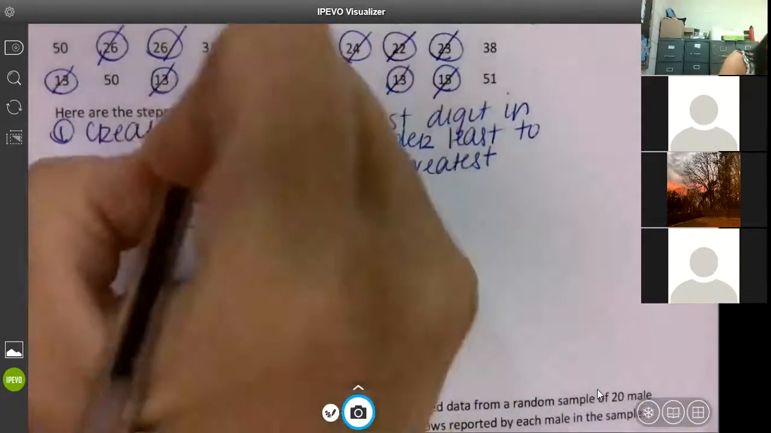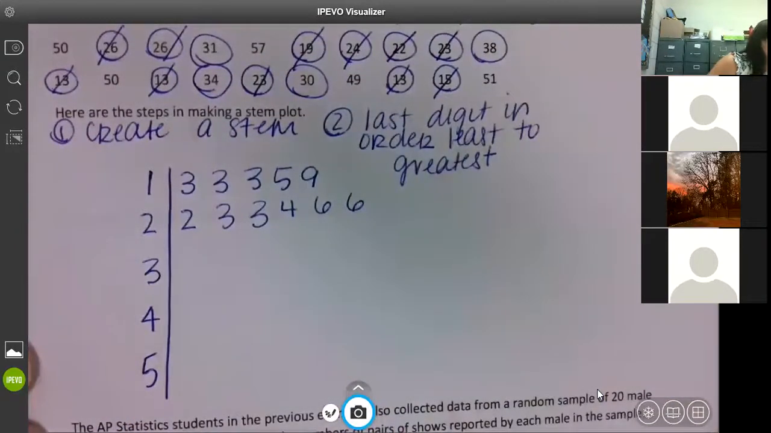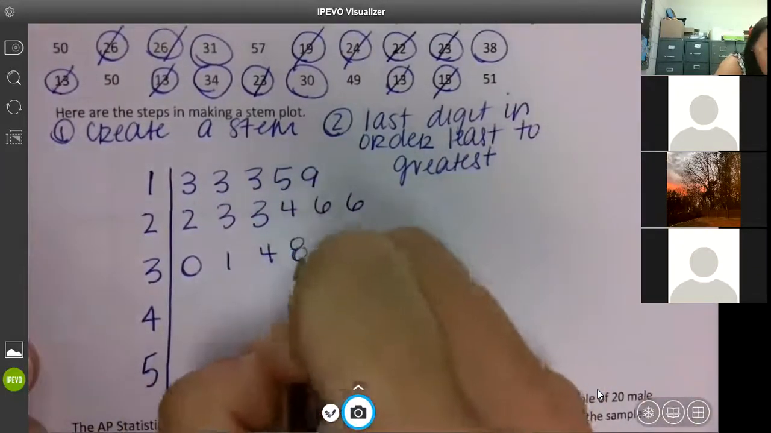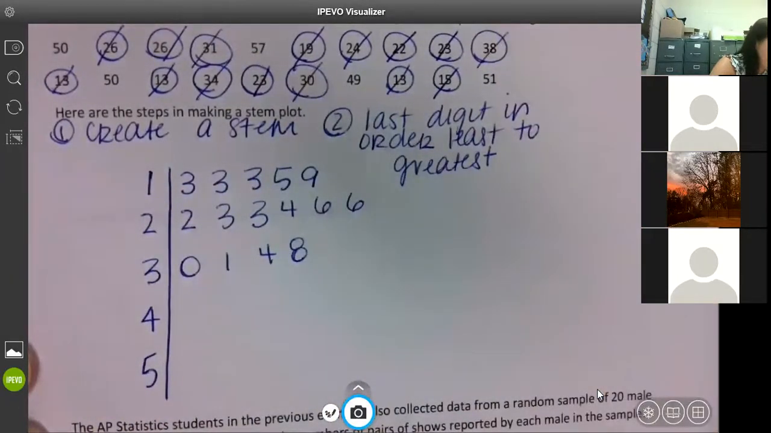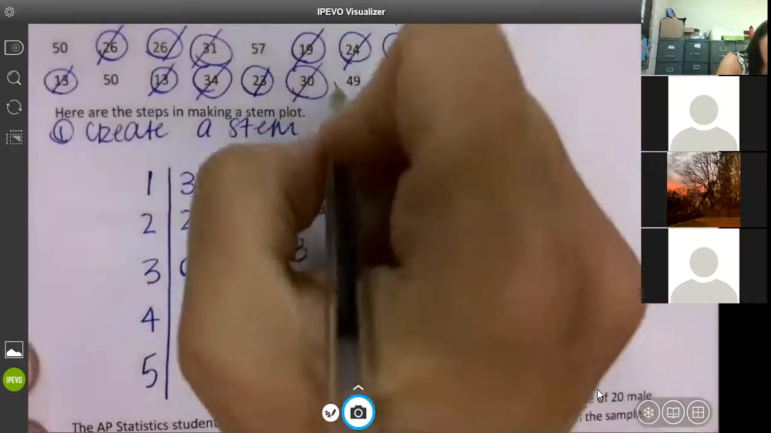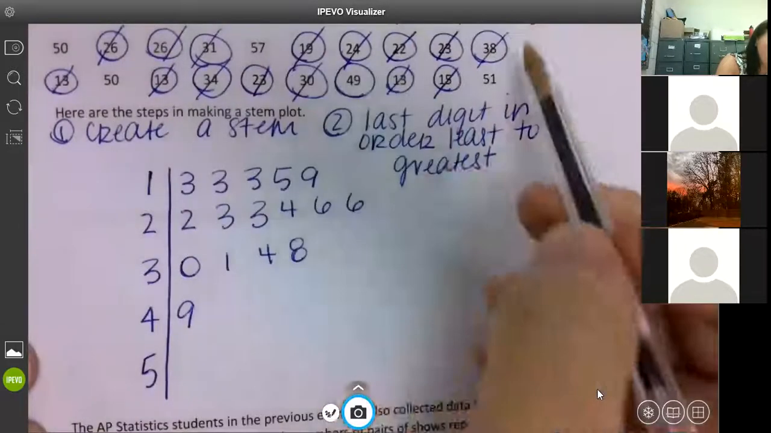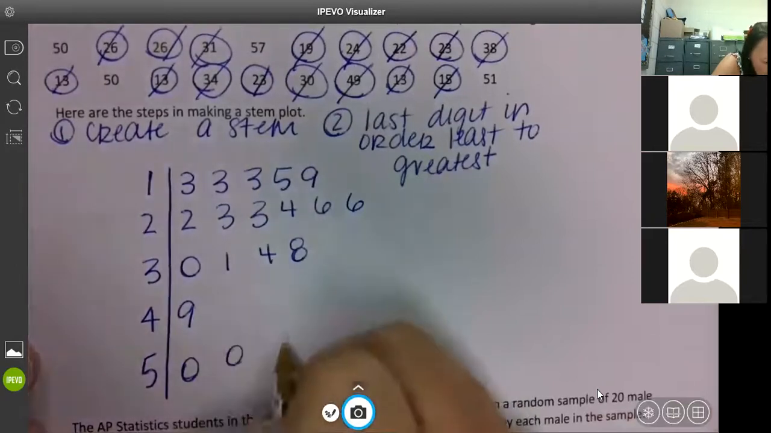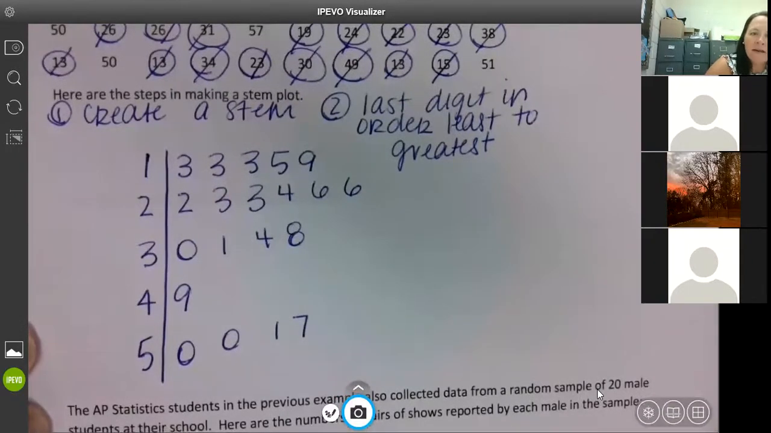Then you move to the 30s. There's a 34, a 31, a 30, and a 38. So the littlest one is 30, 31, 34, and 38. Then we do our 40s. There's only one, 49. So we're done with those. And then we have 50s. We have 2 50s, a 51, and a 57. Okay. Any questions on how to make that?